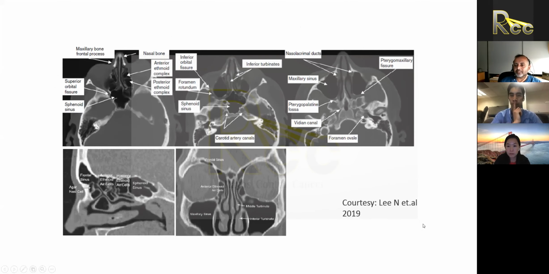I took another slide. I'm not going to go over this. I just wanted to show you some normal anatomy. I know we showed this in a previous talk. This is, again, I borrowed this from Dr. Lee's book. I think it very nicely shows all the cranial nerve foramina that you need to be aware of when you're thinking of sinus patients.